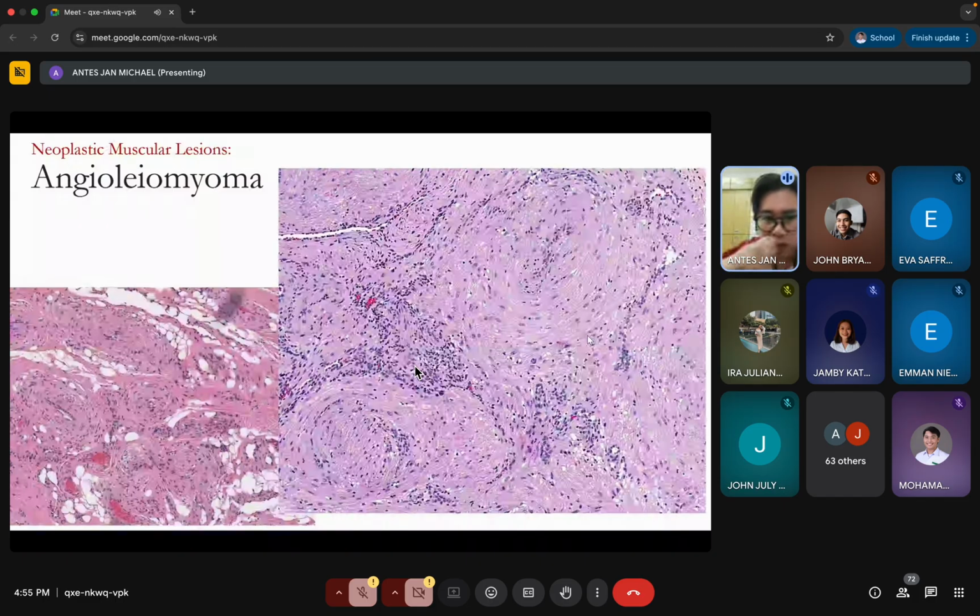Okay, so this is also called vascular leiomyoma. Inside here, the lumen is actually collapsed already. The muscular layer is thick, and the lumen becomes very thin and collapsed together.